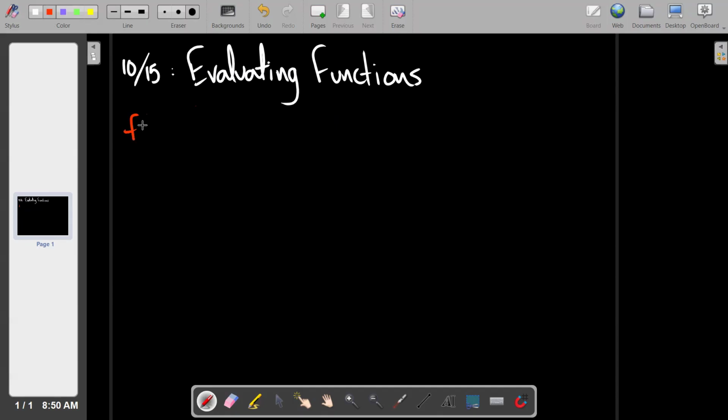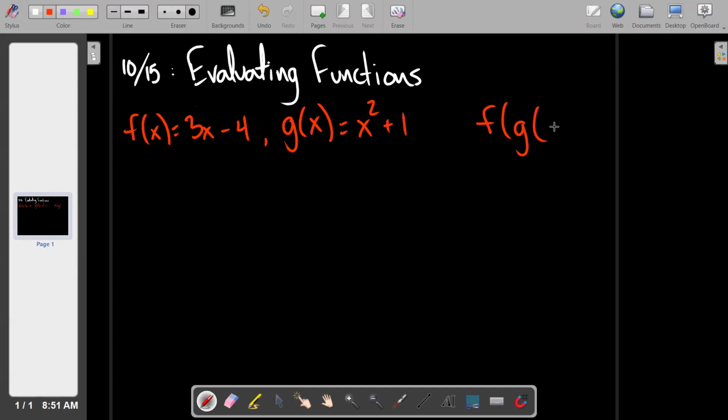I would have given you two functions like f of x equals 3x minus 4, and then another function like g of x equals x squared plus 1. And I would have asked you to find something like f of g of 3. And this is what some of you are still slugging through in assignment 14, where you have to find one answer and then plug that answer back in to find a second answer. So these are our two exposures so far to evaluating functions.